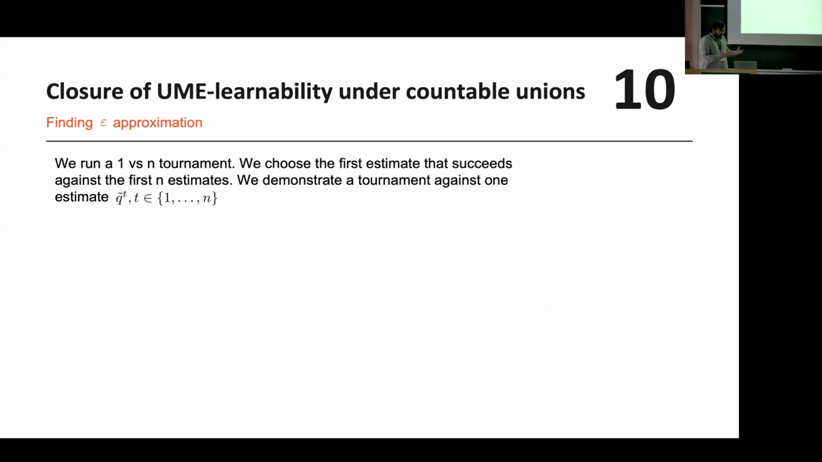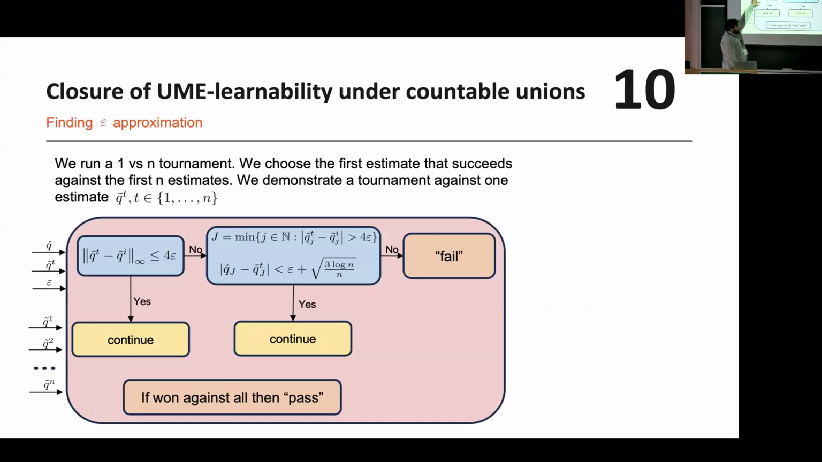The idea over here is to run a tournament. So we consider the first n estimates written by the first n algorithms, and we take one of them and compare and run a tournament against all the others. So I'll show a run of one of those tests. Let Q tilde t be the estimate I'm testing against the first n estimates. If their L infinity norm is less than 4 epsilon, there is no way to differentiate between them. So we just move on to the next vector.